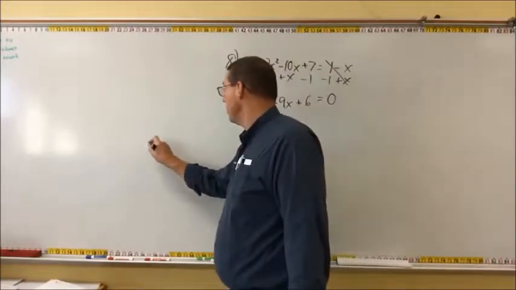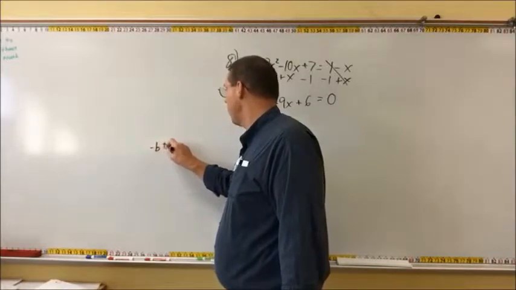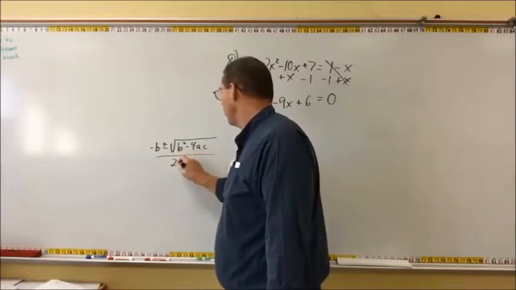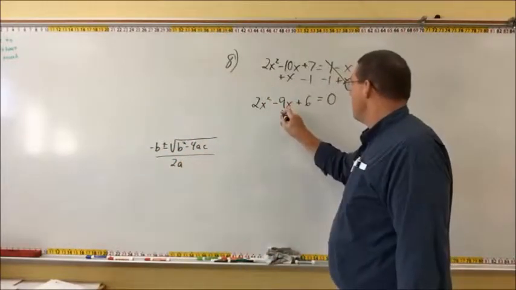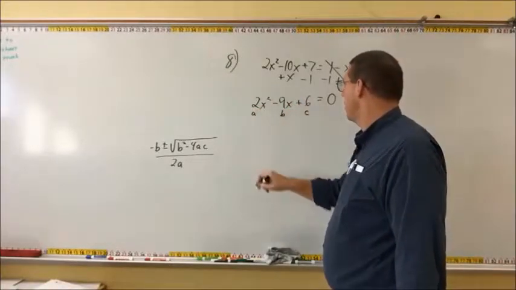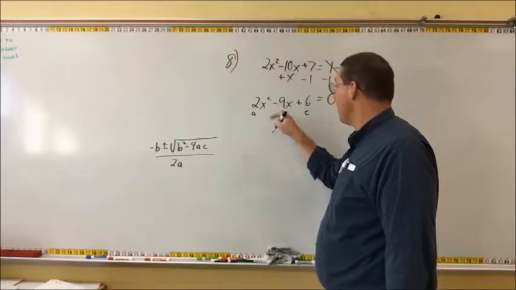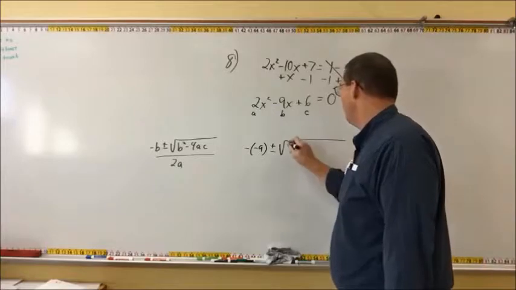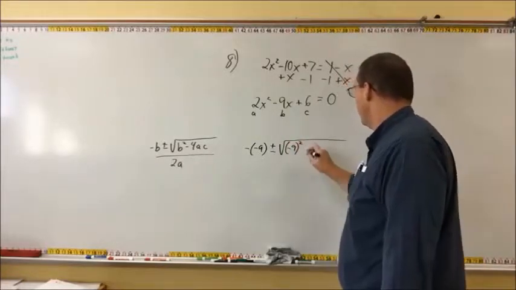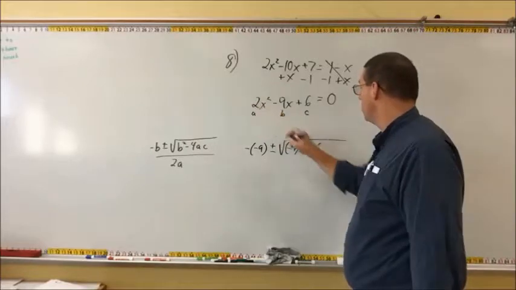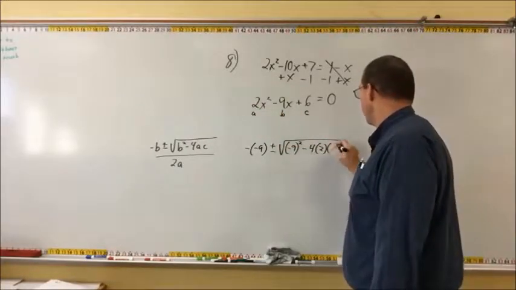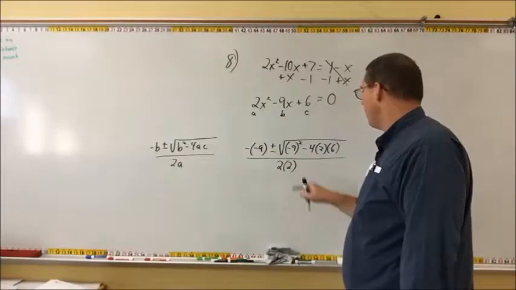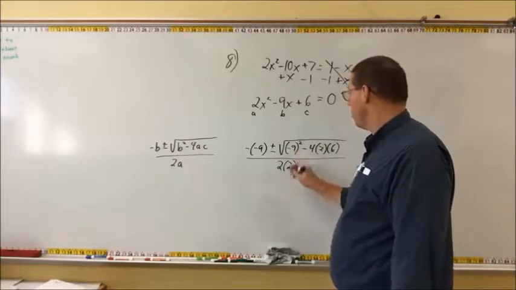Remember that the quadratic formula is negative b plus or minus the square root of b squared minus 4ac, all over 2a. This is b, this is c, and this is a. So negative b is negative 9. So negative 9 plus or minus the square root of negative 9 squared minus 4 times a, which is 2, times c, which is 6, all over 2 times a, and a is 2. So now inside the discriminant, negative 9 squared is 81.